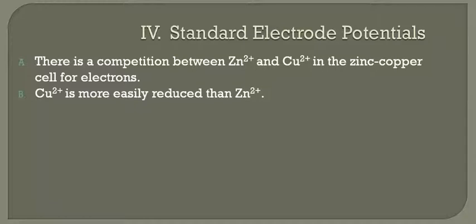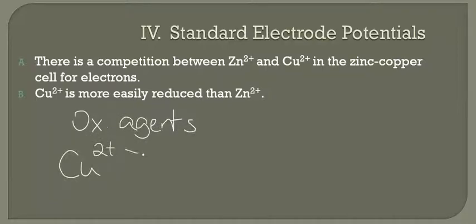In the zinc copper cell, there's a competition between the zinc and the copper for electrons, but Cu2+ is more easily reduced than Zn2+. That is to say, in terms of oxidizing agents, Cu2+ is stronger than Zn2+. So copper is more easily reduced.